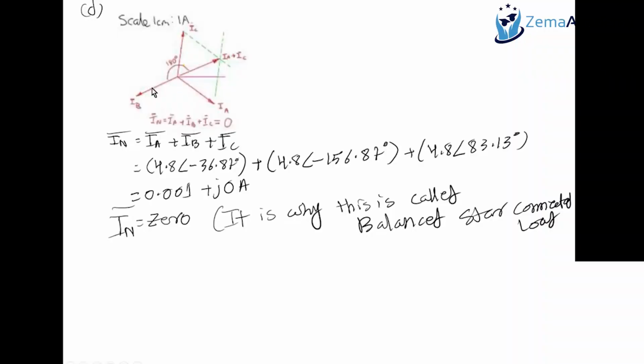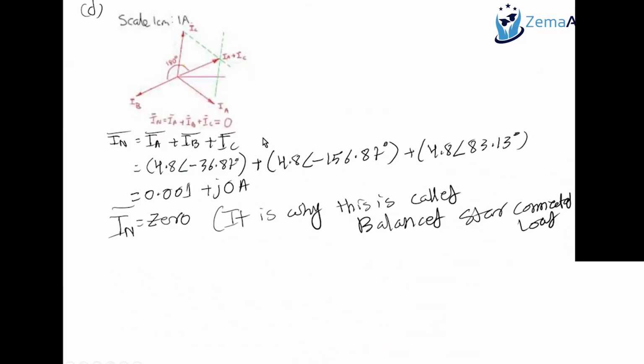Length of the line for the IB and IC. But in order for us to add the currents on the phasor diagram, we need to first add IC and IA, because that's easier for us to add.